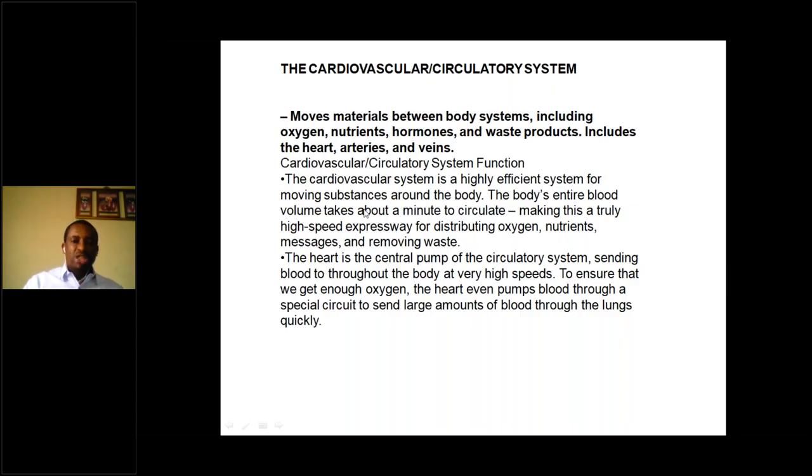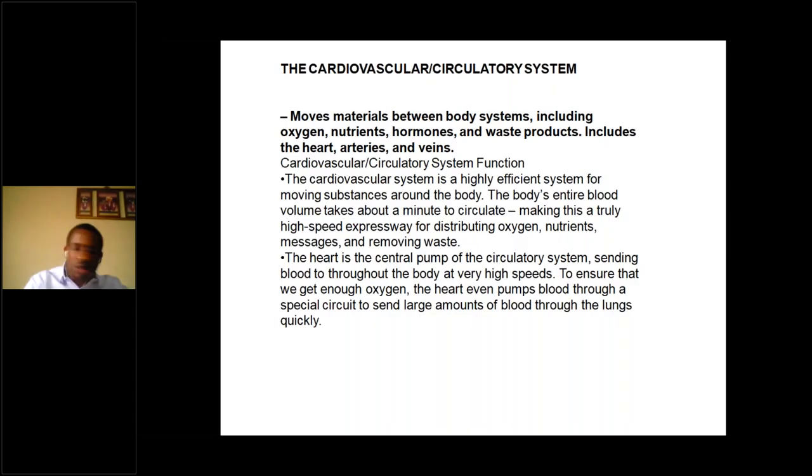The cardiovascular system is a highly efficient system for moving substances around in the body. The heart is pumping, generating the force and the energy for the blood to move around the entire body to distribute nutrients and also to remove waste. The body's entire blood volume takes about a minute to circulate. It's amazing. All the blood in your body circulates in about a minute, from up to down. So it's a very fast expressway for distributing oxygen, nutrients and messages and removing waste.